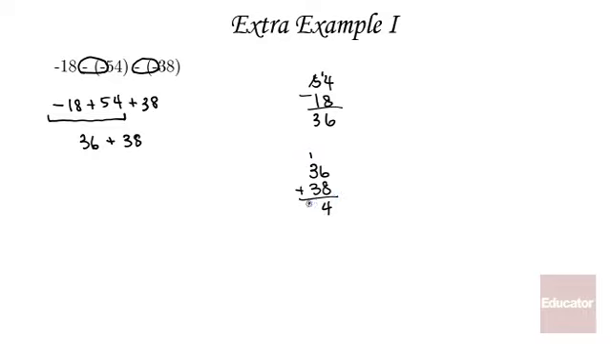Carry the 1, and we have 74. 36 plus 38 is 74. So quick recap. When you have a longer expression like this one, you want to go through first and simplify the expression by rewriting the signs. The negative and the negative became the positive, the negative and the negative became the positive.